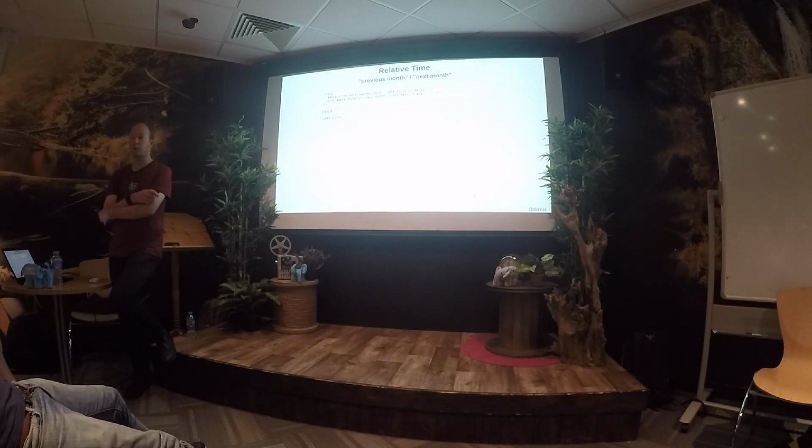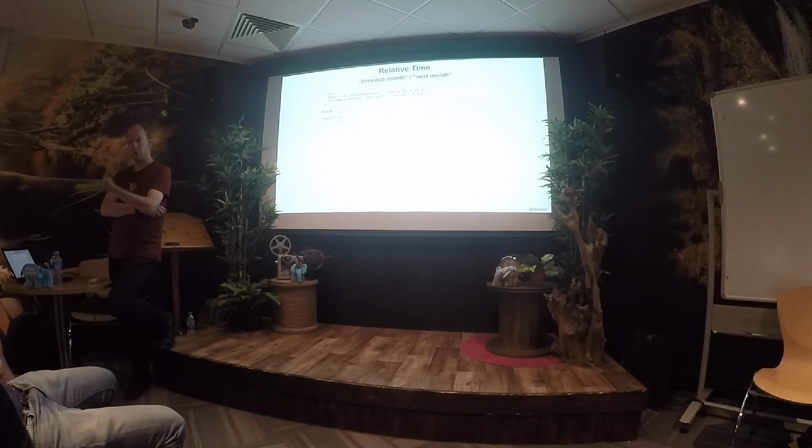And PHP tries not to do magical things here. If you do things like previous month to next month, it will modify the month number. That's the only thing it does, and then it relies on overflowing rules to show you the right date. This is a point of contention. Not everybody agrees with this.